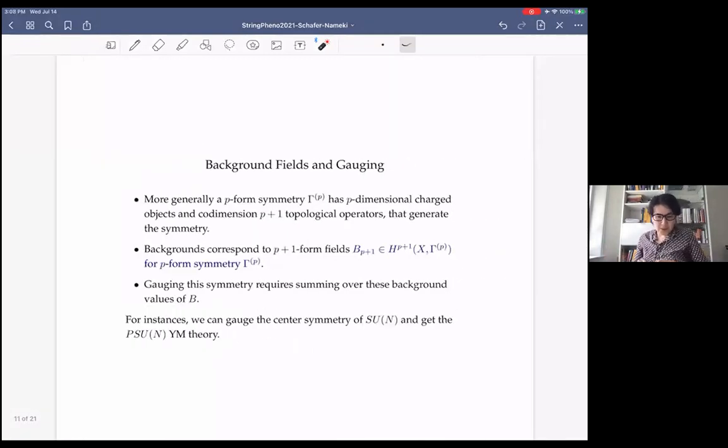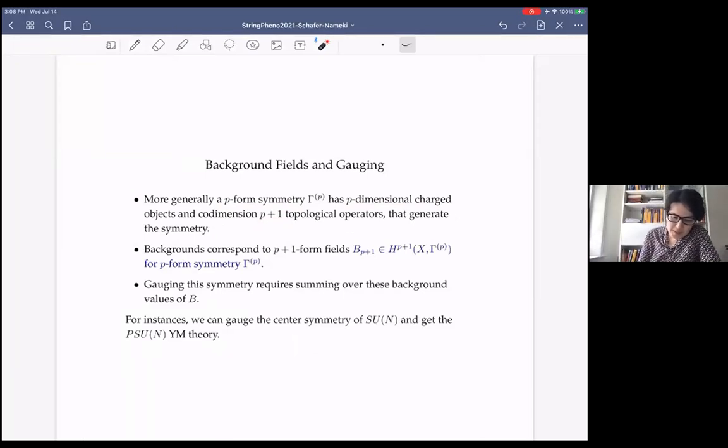So one other thing I need to explain, because we're doing supergravity, this will become important, is how we couple theories with certain global symmetries, higher form symmetries, to backgrounds, and how we gauge these symmetries. So we have a p-form symmetry, Γ^(p), the charged objects are general p-dimensional objects, and then the symmetry itself is generated by topological operators, which are codimension p plus 1. So in the one-form symmetry case, in 4 dimensions, we have topological surface operators, and these generate the symmetry.